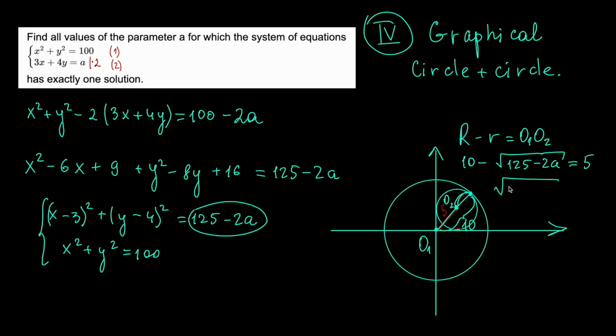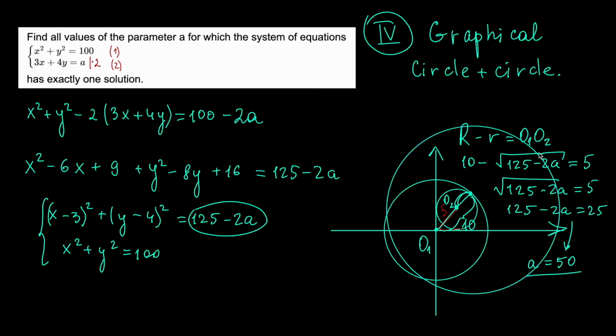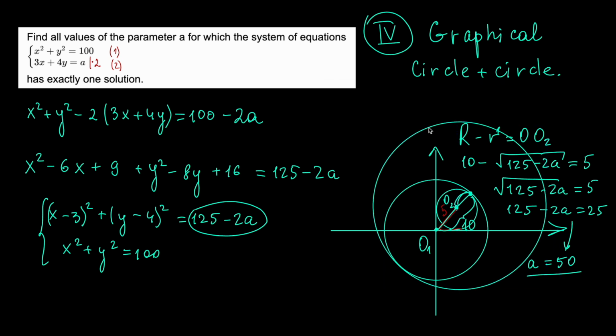Now square root of 125 minus 2a equals 5, obviously. We square that and have 125 minus 2a equals 25, which gives us a equals 50. But that's not the only value of the parameter a for which this system of equations has exactly one solution. There is also that situation when the circles touch like this.